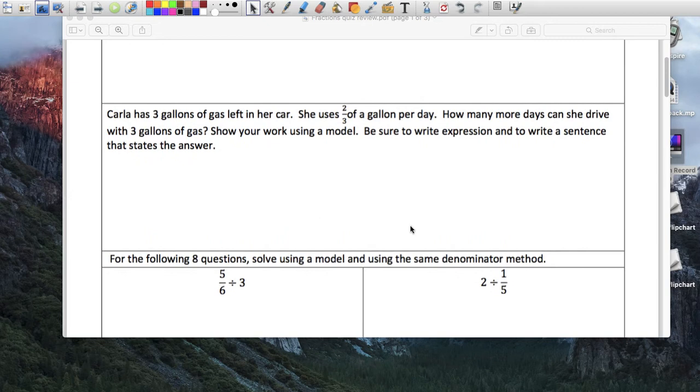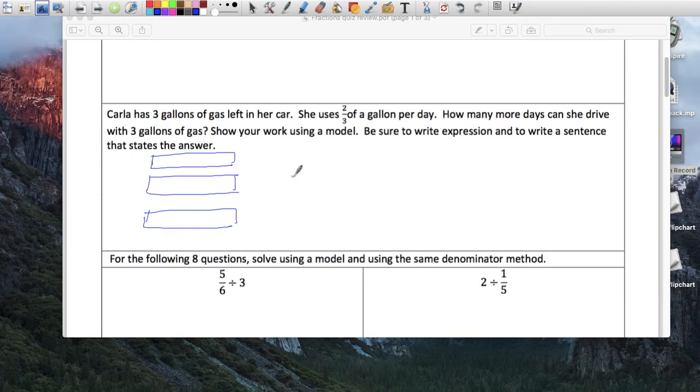Carla has 3 gallons of gas left in her car. So, 3 gallons. Let me display this as 1 gallon. I'll use this as her second gallon, and I'll put a third gallon over here. So each bar represents 1 gallon of gas, okay? She uses 2/3 of a gallon per day.